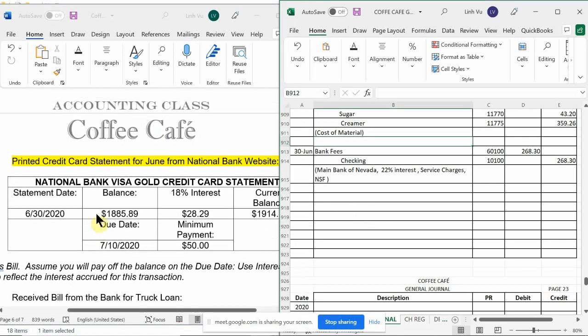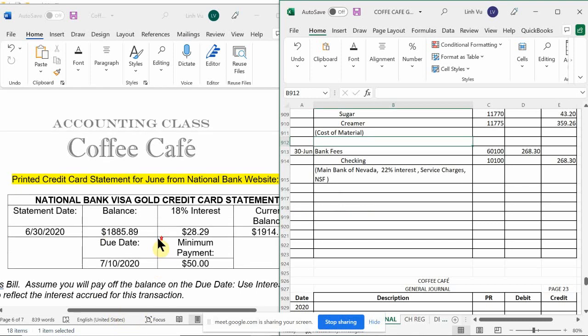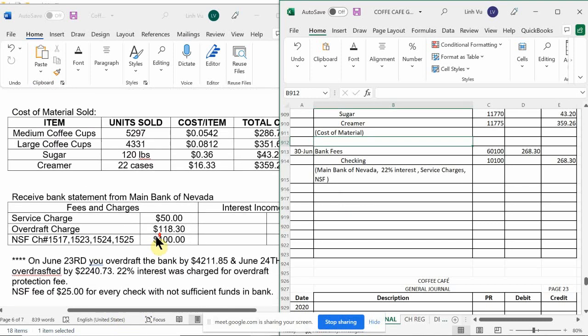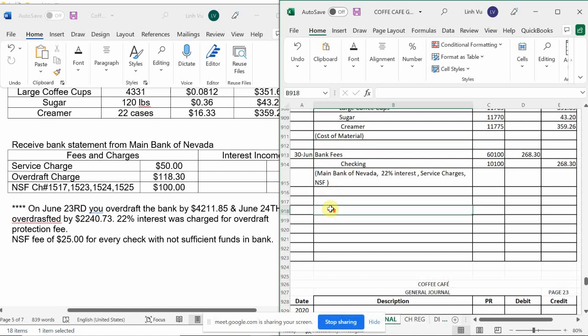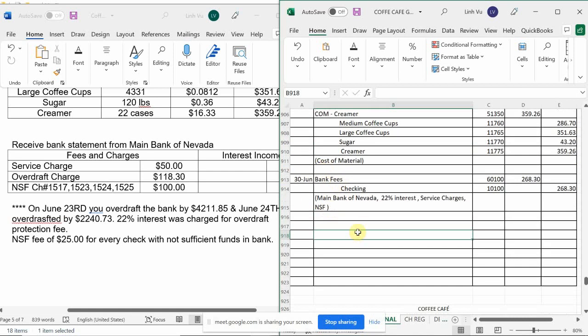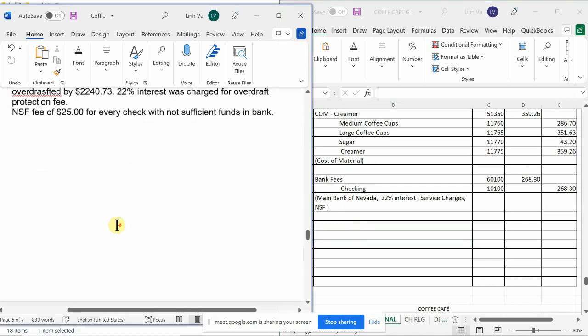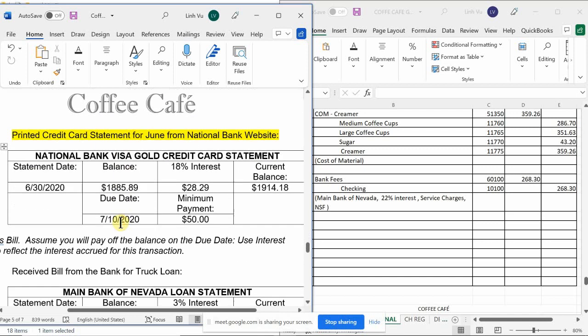So this is where we last left off. What we just did was our bank reconciliation, right? As you can see here, we entered and updated our books to match our statement here. All right. And this is where we last left off.